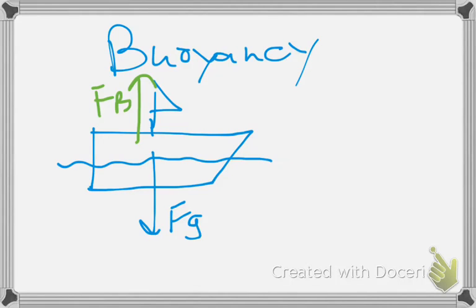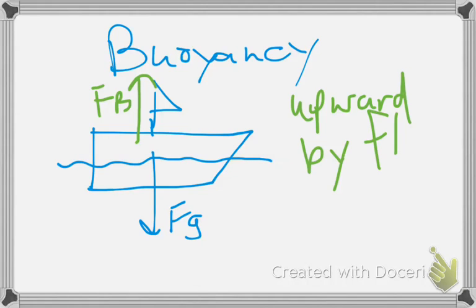So what exactly is a buoyant force? The buoyant force is an upward force, so it does have to be upward, or towards the surface, I guess is a better way of saying it, that's exerted on an object by a surrounding fluid. Okay, remember, a fluid could be a gas or a liquid. So that's the buoyant force.